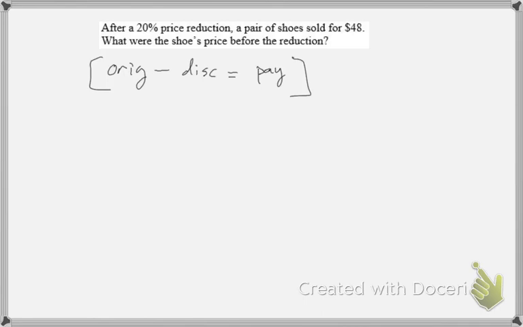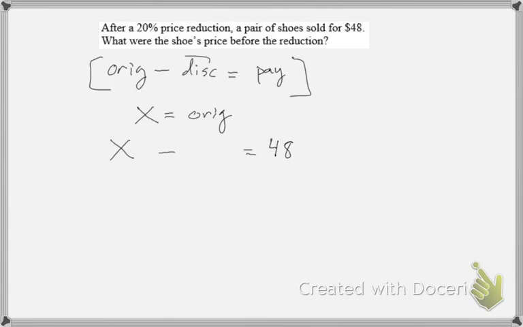And before I go too far, I want to define a variable that I can use throughout the problem. Since I'm being asked to find the price before the reduction, I'll let x represent that price, which I'm just going to call the original price. And then I can start substituting things into the shape of my equation. So the original price, I know that's equal to x. The amount that was paid was $48.